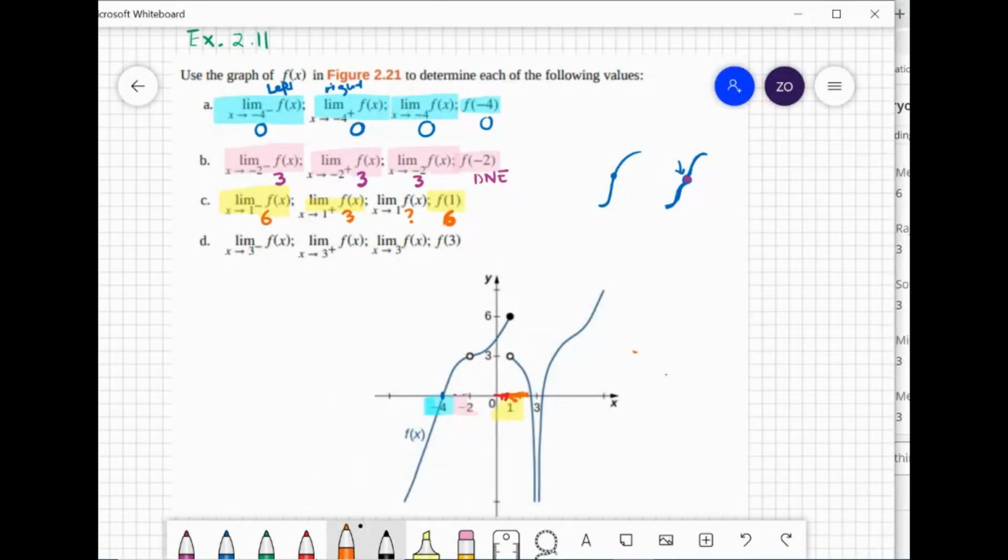So does this limit exist? The limit as x approaches 1 does not exist, because these are not equal. 6 and 3 are not equal. So whenever there is a break in the function, whenever there is a jump, what we call a jump discontinuity, we would have different limits on the right and on the left. So the limit does not exist.